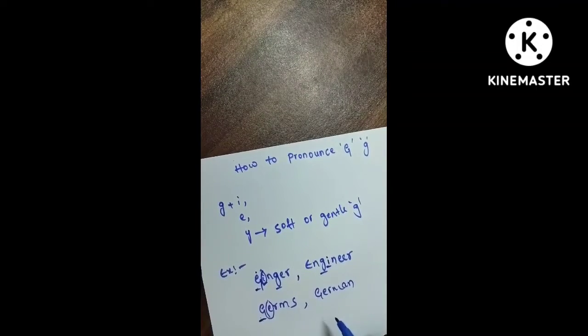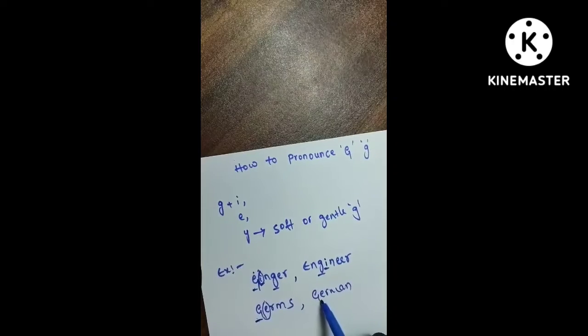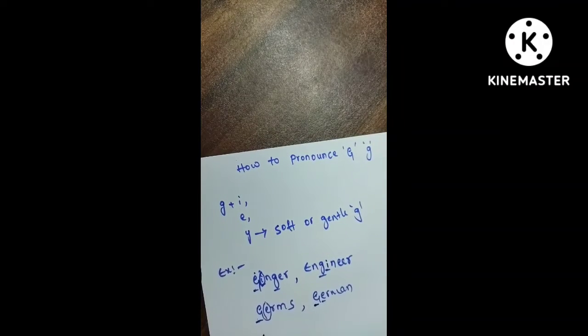Is it German or German? Let us see. After G here E is there. E is there means this G is making the gentle G, soft G sound. So German. Okay friends.